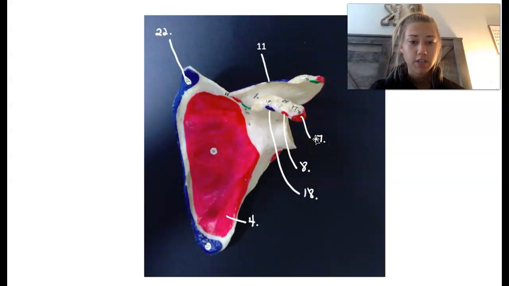17 is the origin of the coracobrachialis. 8 is the origin of the short head of the biceps brachii, and 18 is going to be the insertion of the pectoralis minor.